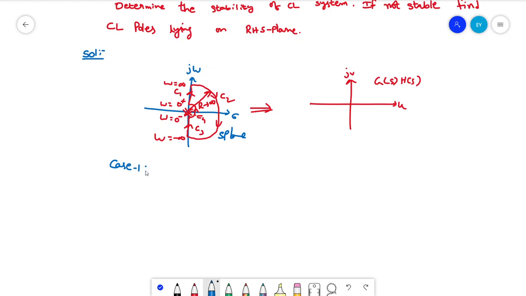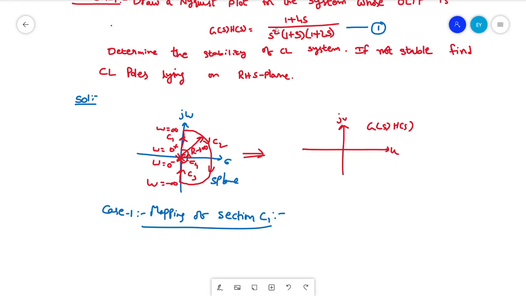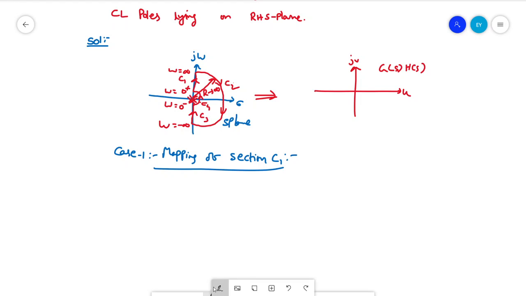So let us start the mapping of section C1, case 1. Omega will vary from 0 plus to infinity. The first step is to substitute s equal to j omega in the given transfer function, and we need to separate the magnitude and the phase by converting this transfer function into polar form.